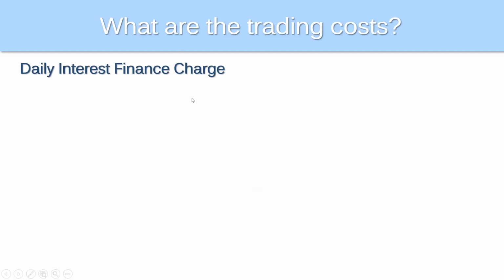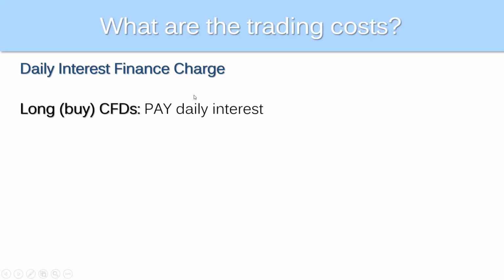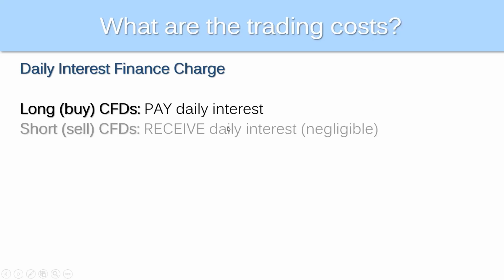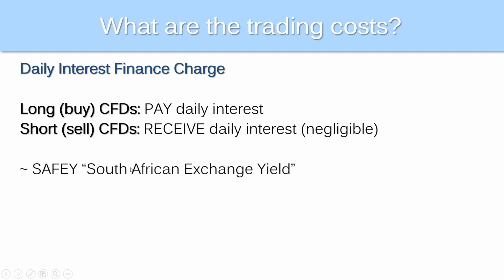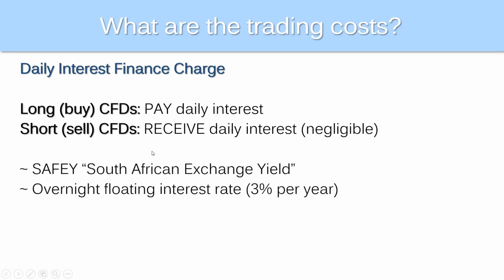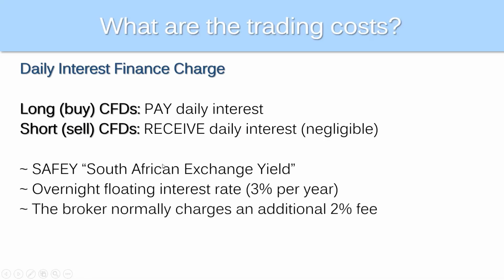Then we have the daily interest finance charges, rather, where you'll go long or buy CFDs, you'll pay daily interest. When you short or sell CFDs, you'll receive daily interest, which is pretty much negligible. But like I said, I want to go through all of the semantics with CFDs. So we'll look at the SAFI, which is the South African exchange yield. And the overnight floating interest rate is 3% per year. I think 4 years ago, it was 5.5%. So now it is really negligible.